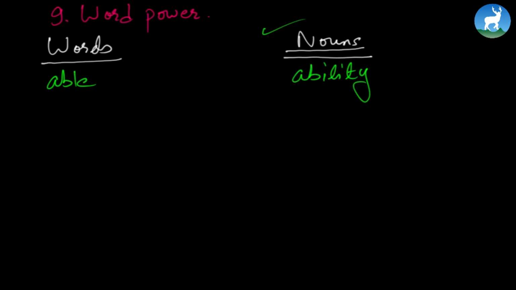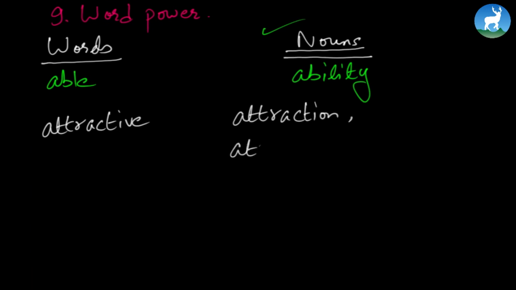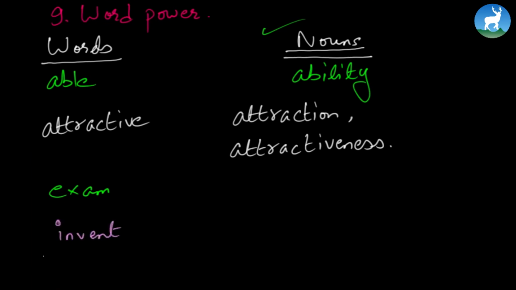So there is more to it. For instance, attractive is again an adjective. A-T-T-R-A-C-T-I-V-E. Attractive. Okay, and you make this attraction, A-T-T-R-A-C-T-I-O-N. Or you can also write attractiveness and it becomes a noun, A-T-T-R-A-C-T-I-V-E-N-E-S-S. You see, so this way you can work on exam, and then work on invent. Take the help of a dictionary. It will be of great help to you.